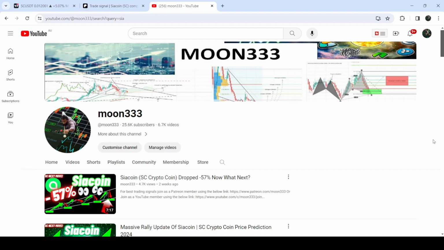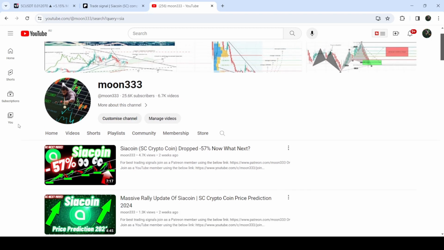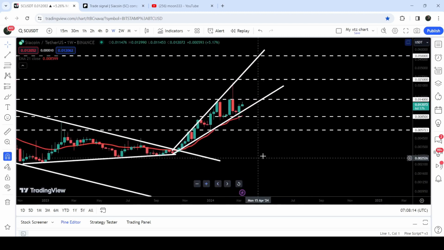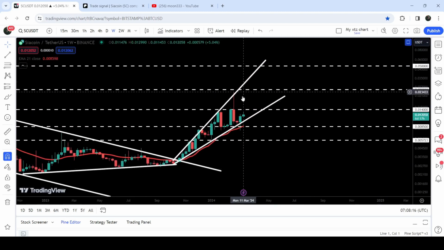As in my earlier videos, I have been showing you that recently Siacoin has once again been rejected by the resistance of a broadening rising wedge pattern. Now if we take a look at the live chart, you can see that after the rejection from this broadening rising wedge pattern's resistance, the price moved down, tested the support, and now finally it has geared up again.